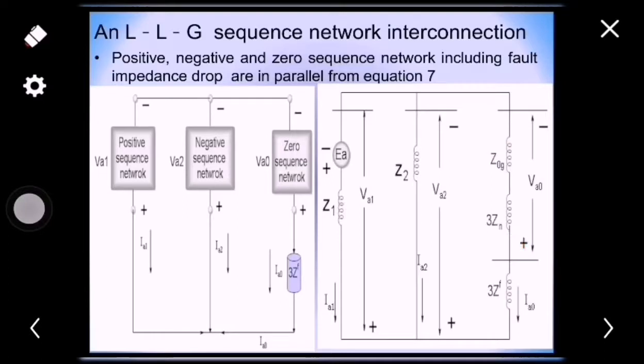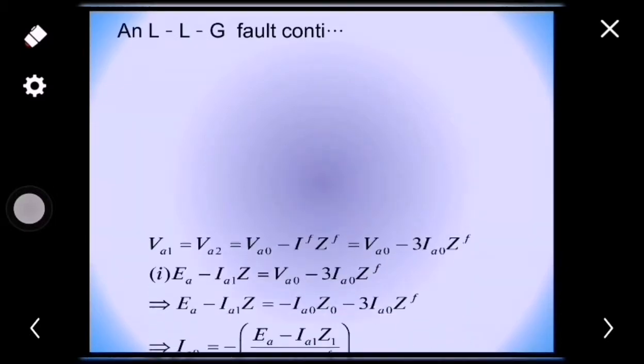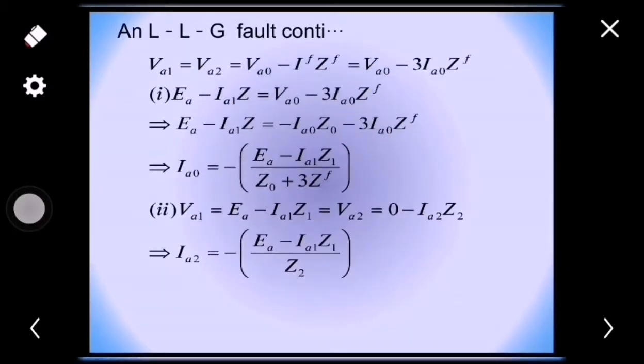The same thing can be obtained in a mathematical way. So let us take a look at that mathematical way in the next slides. Next two slides are there only. In that we shall again use the boundary conditions and the equations we derived. Say equation number 7, we already derived VA1 equal to VA2 equal to VA0 minus IF into ZF, or minus 3IA0 into ZF. Now put VA1 equal to EA minus IA1 into Z1, and take IA0 on one side. So IA0 is expressed in terms of IA1.